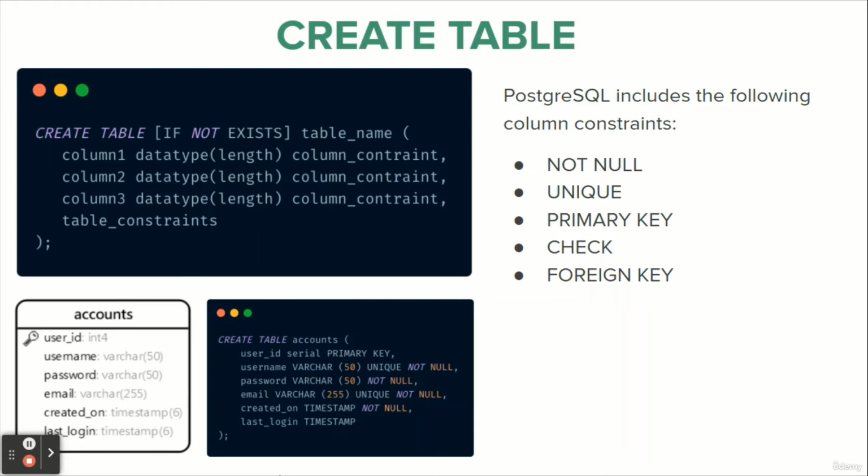The statement on slide creates the accounts table. It has the following columns: user ID, its primary key; username, unique and not null; password, not null; email, unique and not null; created on, not null; and last login.